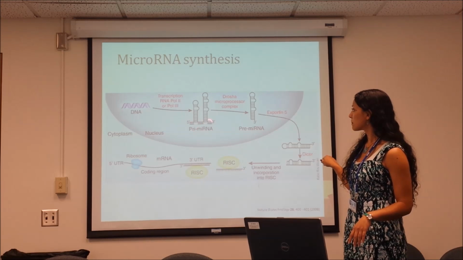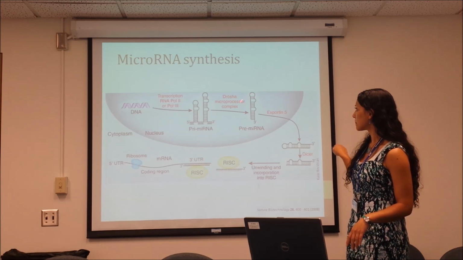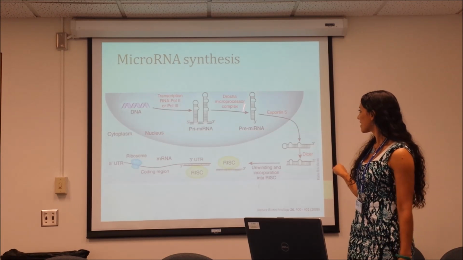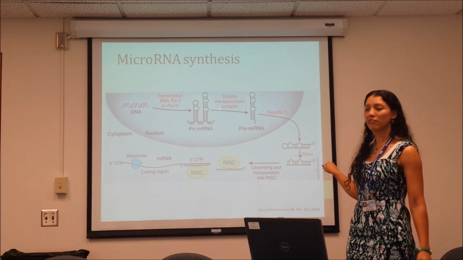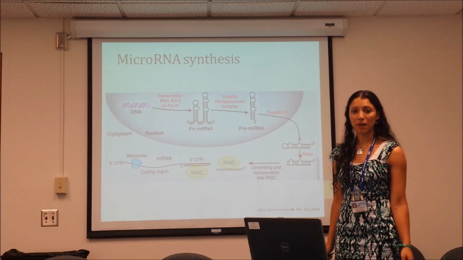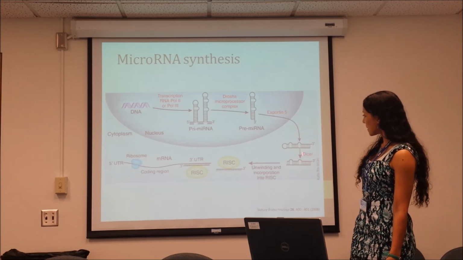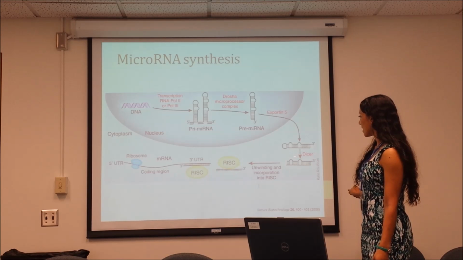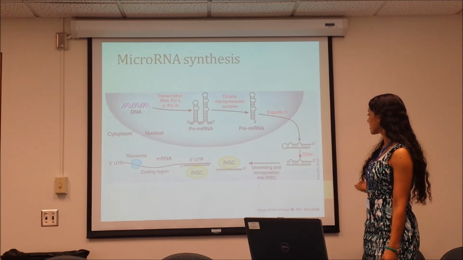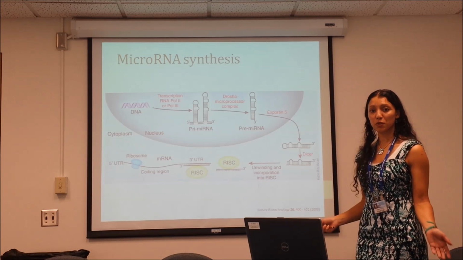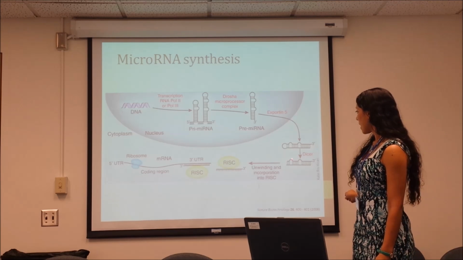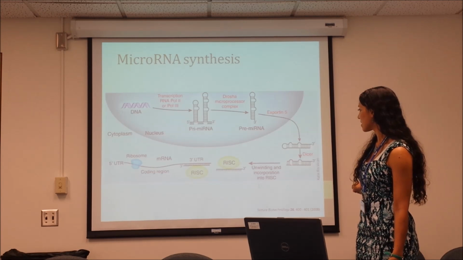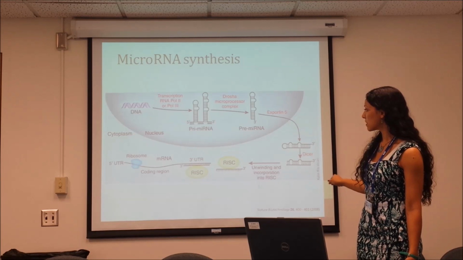DROSHA cleaves these primary microRNAs into precursor microRNAs, or pre-microRNAs, that are recognized by an enzyme called exportin 5 and translocated into the cytoplasm, where they are cleaved by another RNase called Dicer. The cleavage by Dicer results in these double-strand small RNAs called mature microRNAs. These have two strands: one is the leading strand and the other one is the accompanying strand. And the leading strand will bind to the RISC complex.